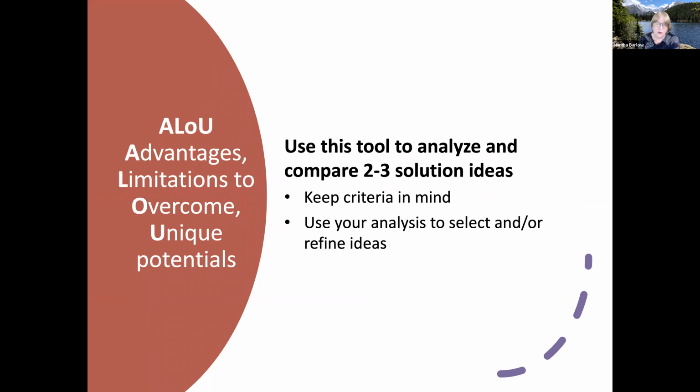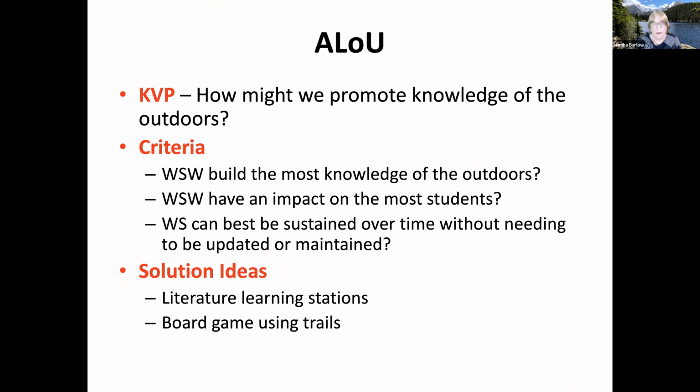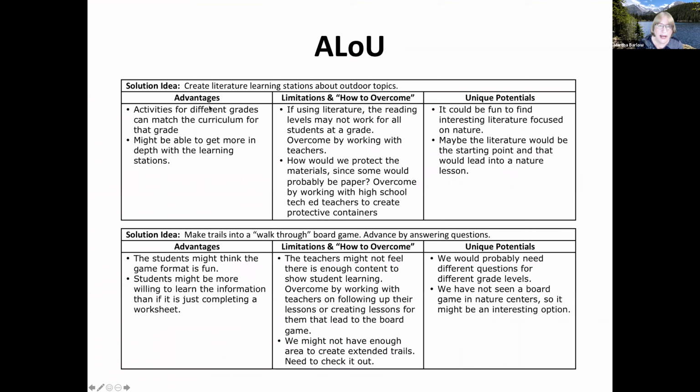Another tool that you can use to analyze or compare 2 or 3 solution ideas is called ALOU. A is for advantages, the LO is for limitations to overcome, and the U is for unique potentials. The example we're going to use here is the same basic one. How might we promote knowledge of the outdoors? We're looking at the same criteria, but we're going to be looking at 2 solution ideas, the literature learning stations and the board game using trails. So you would create an ALOU chart for each of those ideas.